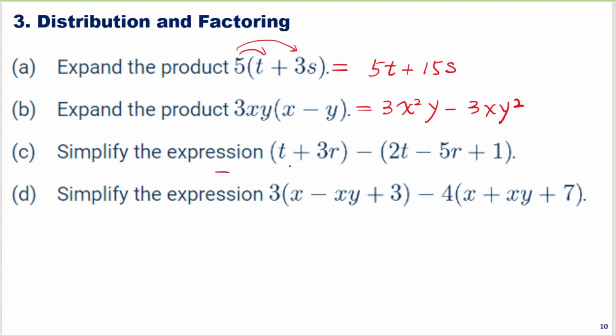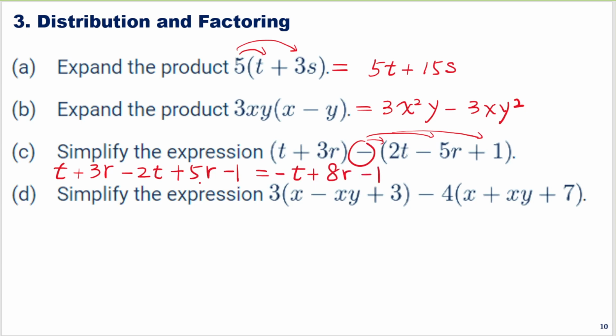And again, let's simplify the next one, t minus 2t. Okay, pay special attention to the cases where you have a negative symbol in front of a parenthesis. So if you expand the second expression, actually you are distributing negative 1 to each of the terms in the parentheses, right? So that means negative 2t, negative negative gives you positive 5r, then negative 1, right? So that equals negative t plus 8r minus 1, right?